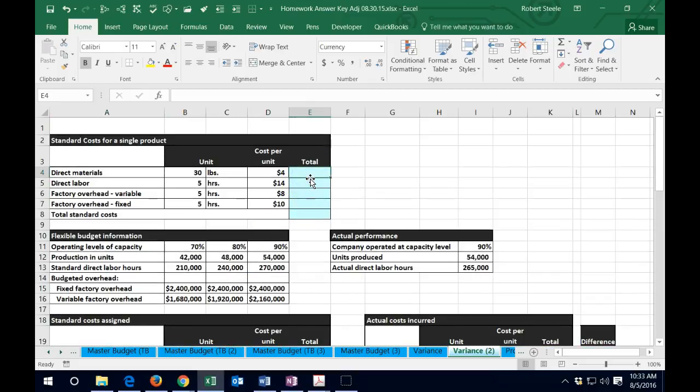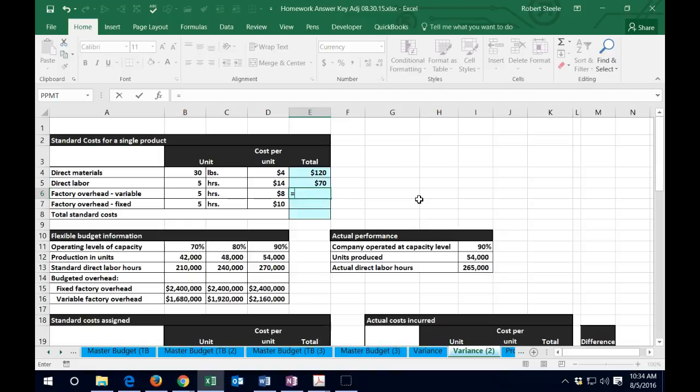We're going to have the standard cost for a single product first. This is the information given, and we have the units here, of course. In terms of direct materials, we have 30 pounds at $4 a unit, and so if we multiply that out for one single unit, it would be 30 pounds times $4 each. We would have direct material cost of $120. In terms of direct labor, we have 5 hours at $14 an hour, and therefore we're going to have 5 times 14. That'll give us $70 per unit of production of the items we are producing here.